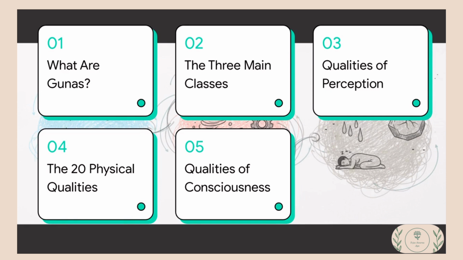Okay, so to really wrap our heads around this, we're going to break it down into 5 simple steps. First, we'll get the 10,000-foot view. Then we'll look at how it's all organized. And after that, we'll zoom right in on the qualities that make up the physical world, what our senses pick up on, and even the stuff of consciousness itself. It's going to be fascinating.